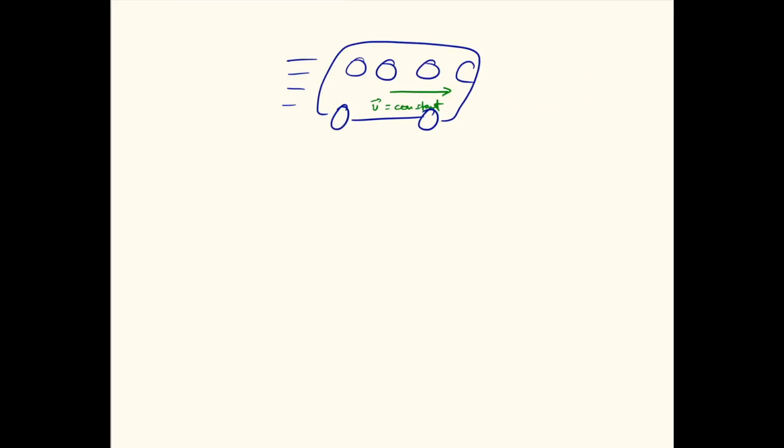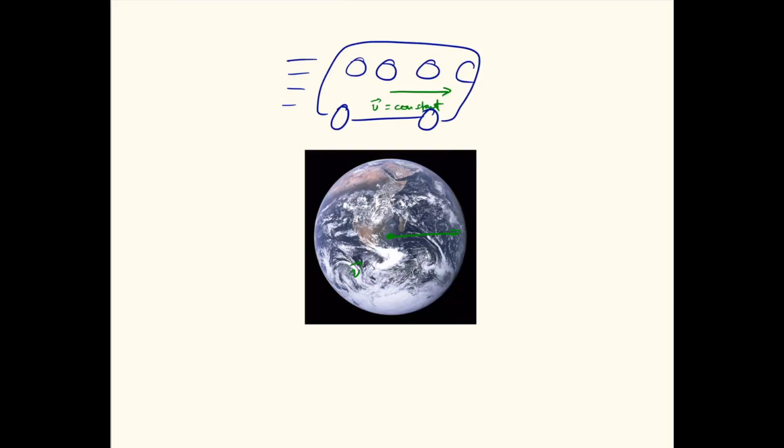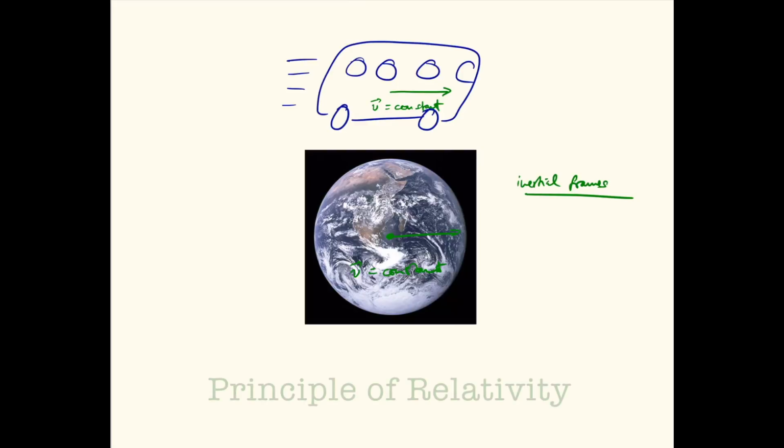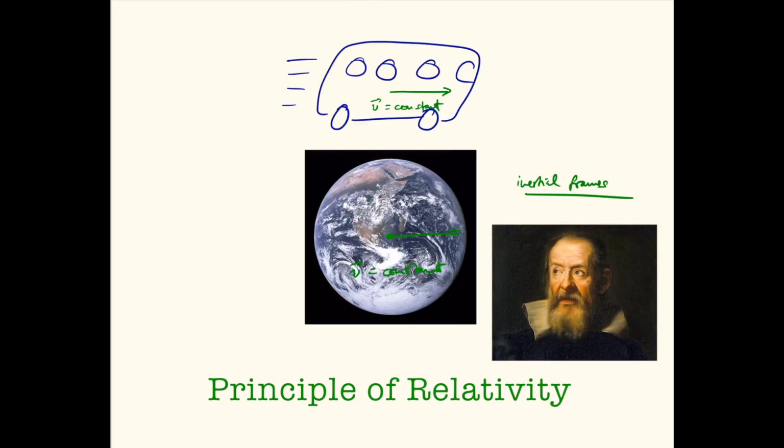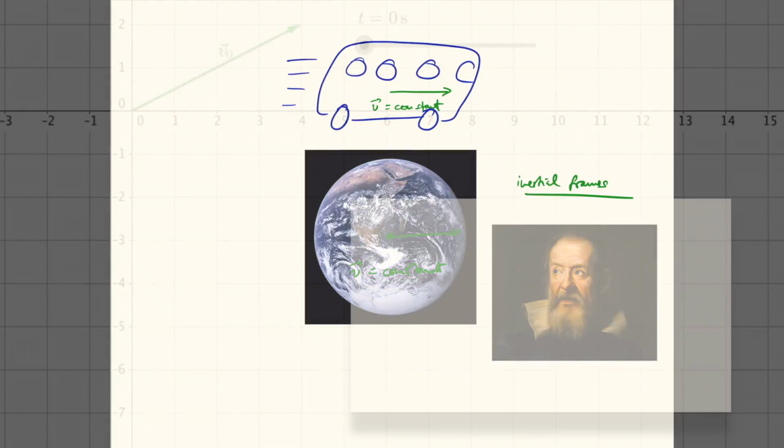Such frames in uniform linear motion relative to a rest frame are called inertial frames. And the fact that the laws of physics don't care about the inertial frame you're doing your physics in is called the principle of relativity. Credits go to Galileo Galilei. Yes, the godfather of physics himself had a theory of relativity before it was cool.